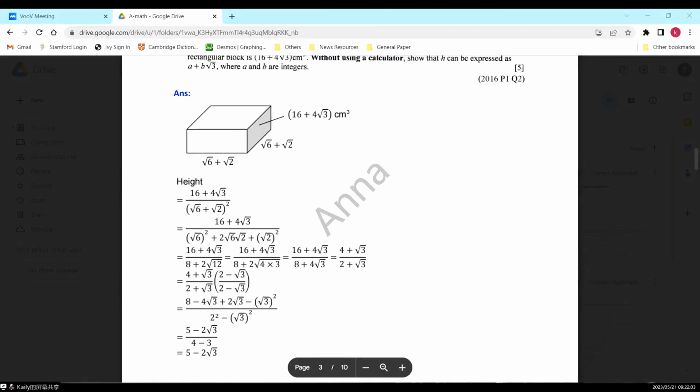Okay. Sorry, can I ask a question? Yeah, sure. How do you get to the step 4 plus square root 3 over 2 plus square root 3 times 2 minus square root 3 over 2 minus square root 3? Oh, are you asking about this step? Like, how does it come about? Are you trying to ask, like, you don't understand why you need to times this value, is it? Is that what you're asking about?